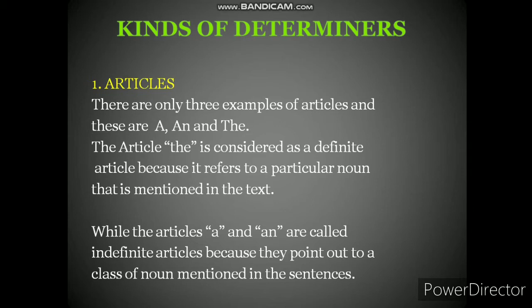Article a is used if it precedes a noun that starts with a consonant, like a bike, a television, while article an is used if the noun after it starts with a vowel. Example: an eggplant, an architect. Now let's see some of the samples.